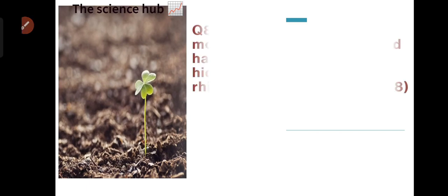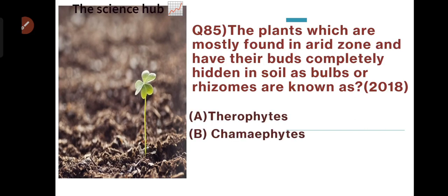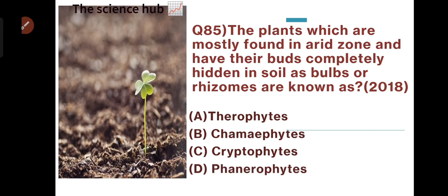Here our next question is: the plants which are mostly found in arid zones and have their buds completely hidden in soil as bulbs or rhizomes are known as. Again we have four options and we have to find out the correct answer. The first option is therophytes, second one is chamaephytes, third one is cryptophytes and fourth one is phanerophytes. So at first let us discuss the solution.